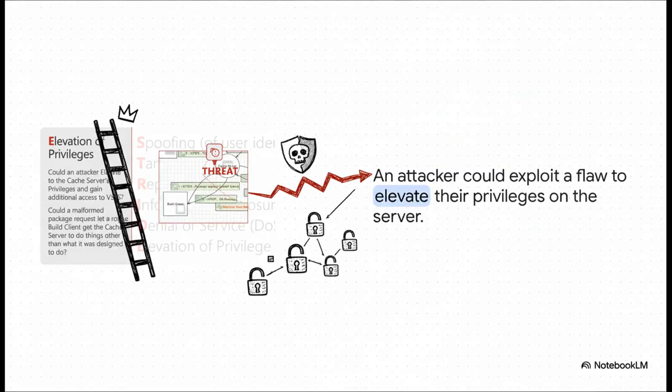So how could this work? An attacker on the build client could send a specially crafted malicious request to our server. If our cache server has a bug in the way it handles that request, it could be tricked into running commands for the attacker. And just like that, the attacker isn't just a client anymore. They effectively own the server.